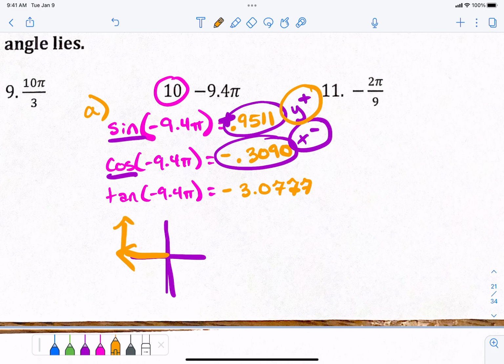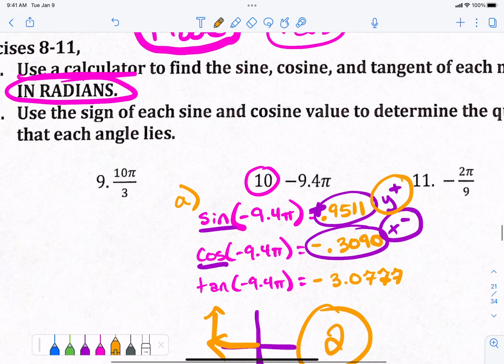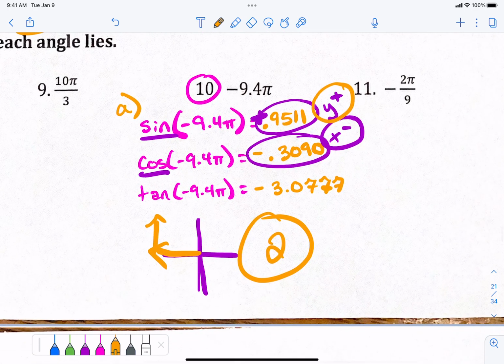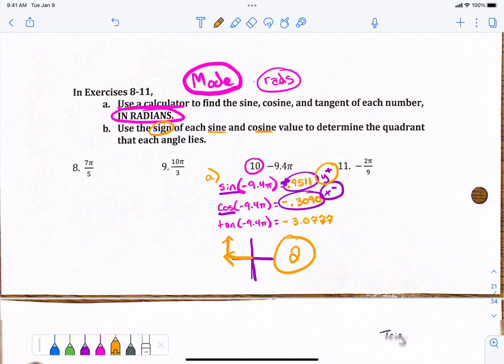So which quadrant are we in? 2. That's all you need to know. It's saying based upon the sign, positive or negative, of each value, which quadrant are you in? You're in quadrant 2. Does that make sense? So all you need to do, I'll give you some time to do 8, 9, 11. Can we do one more?